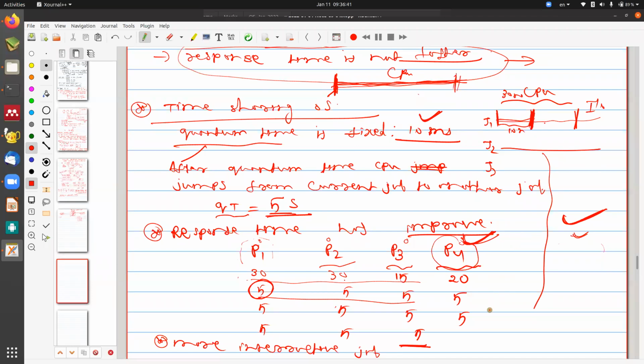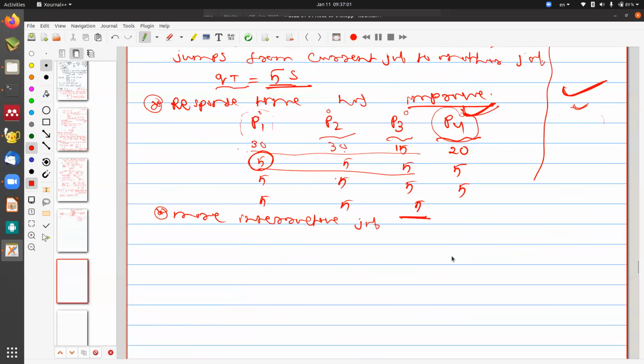But one observation you can find out: since my CPU, as somebody has already told, is partially doing each job in a rotation manner, that's why at the end every job will be completed. So if at the end every job will be completed, my response time will be quite high. So waiting time will be quite high. Let's see what the waiting time is.